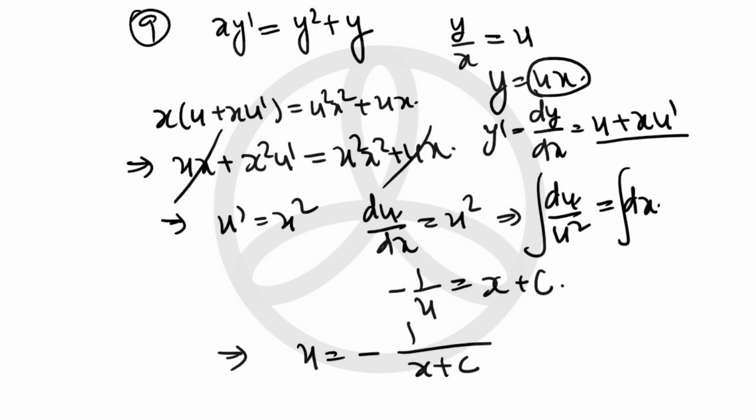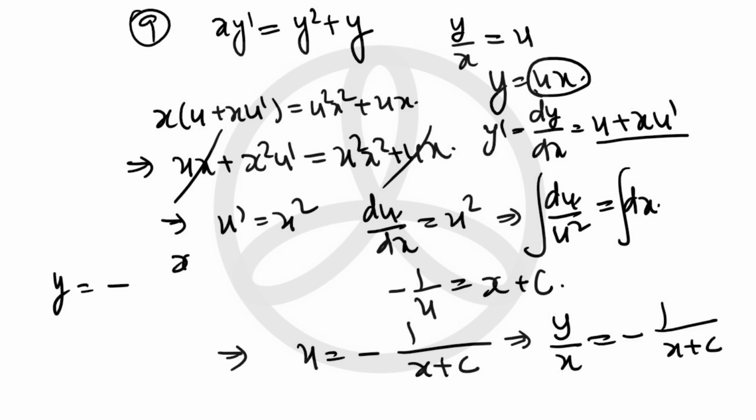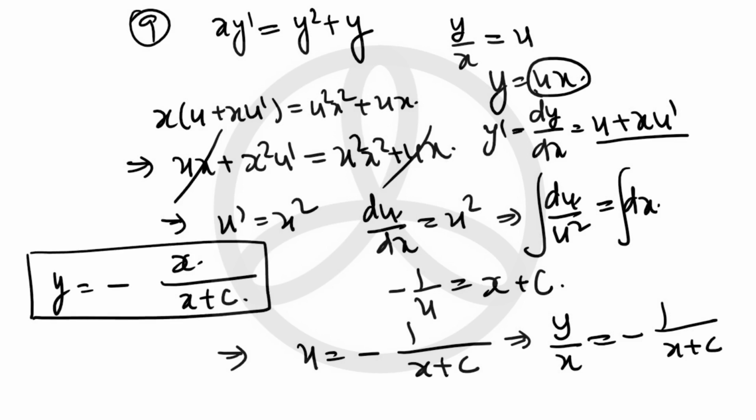Now u is what? u is y/x. So we can write y/x is equal to minus of 1/(x plus c), and therefore, the moment we take x on this side, this will be y is equal to minus x/(x plus c). So this is the answer for question number 9.